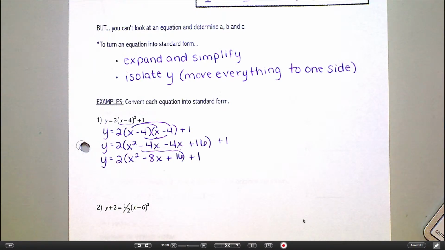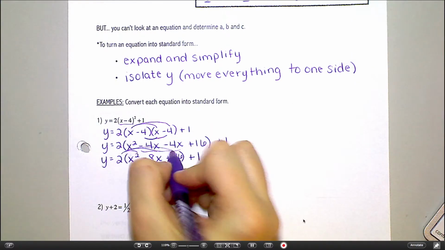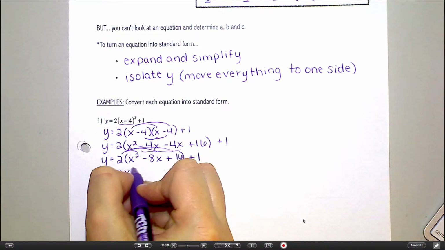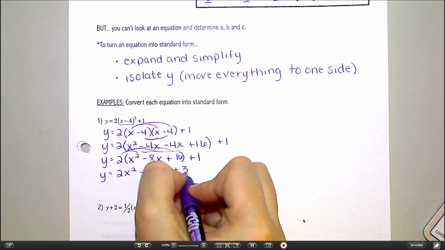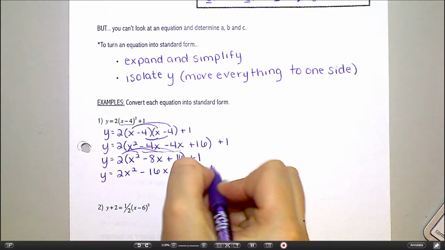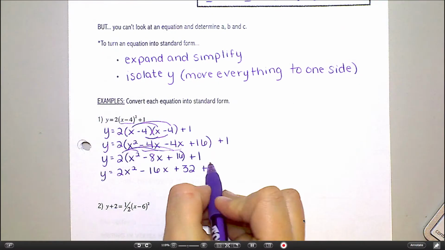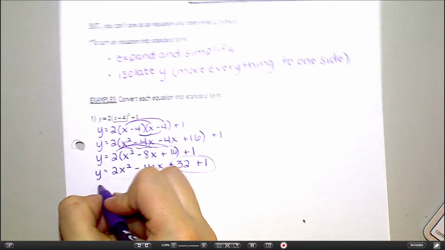Now what, if you were simplifying? Distribute the 2, yep. Distribute the 2 to everything. So now I have y equals 2x squared minus 16x plus 32, and then I still have a plus 1 hanging out there. And your very last step, put the 32 and the 1 together. Okay.